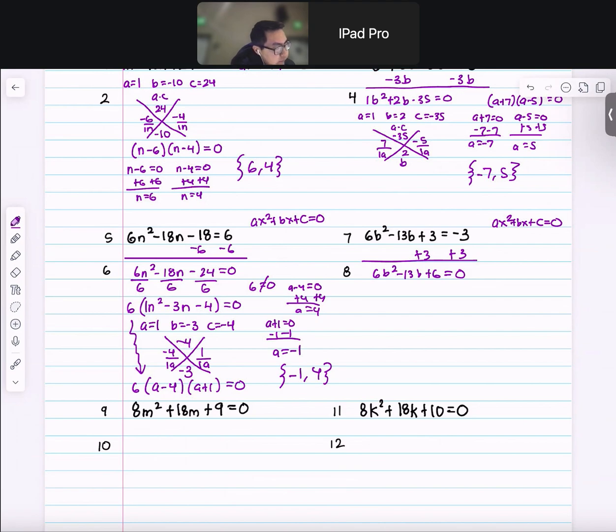There's no GCF, so this is our a, 6, our b is negative 13, and our c is 6. So remember, a times c, 6 times 6, is 36, and on the bottom is negative 13. So now the question is, what two numbers multiply to 36, but when added give you negative 13? That is negative 4 and negative 9, right?